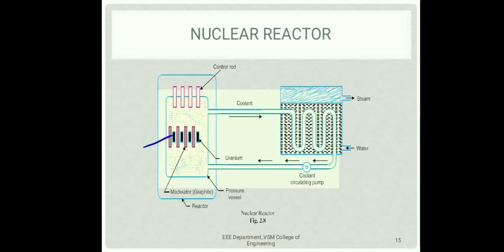Next one is what is meant by control rods. Our principle of operation of a nuclear reactor is a controlled fission chain reaction. That means in the fission process, so many neutrons are coming and the chain reaction keeps going. Finally the result will be an explosion due to the fast increase in the energy released. So in order to avoid that, we use control rods, which are made of cadmium or boron.